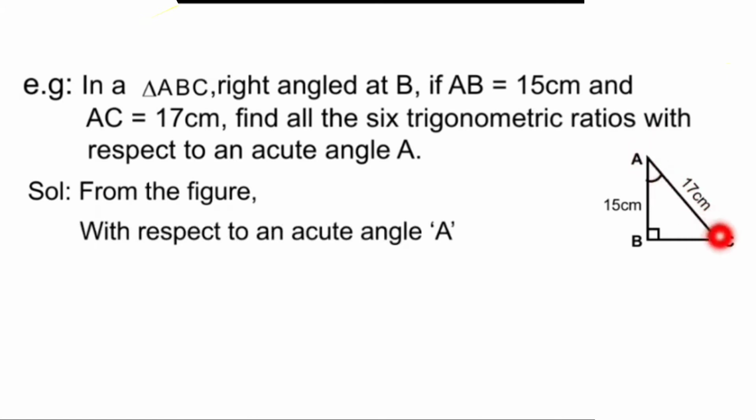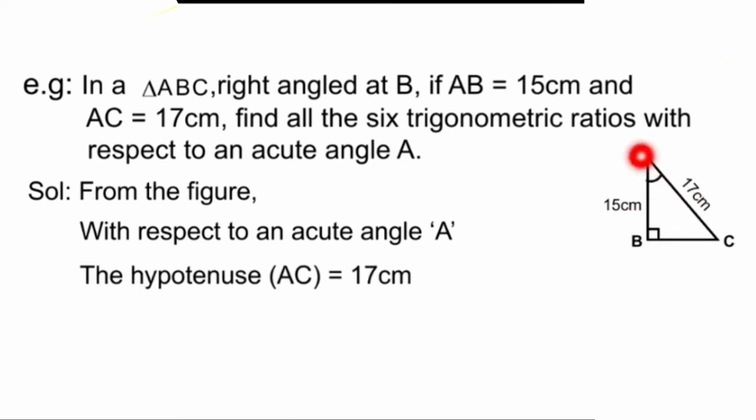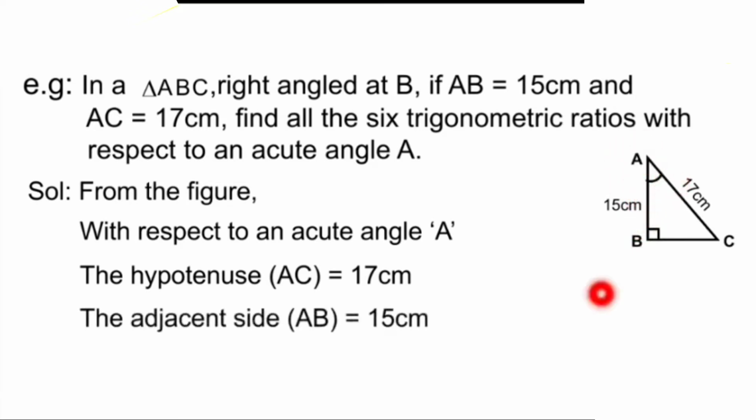Children, AC is the hypotenuse since it is the opposite side to a right angle. Therefore, the hypotenuse AC is equal to 17 centimeters. Next, AB is the adjacent side since it is next to an acute angle A. Therefore, the adjacent side AB is equal to 15 centimeters.